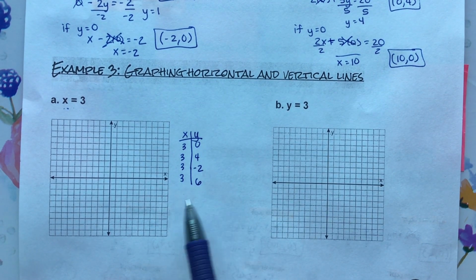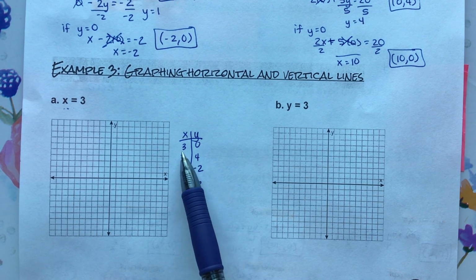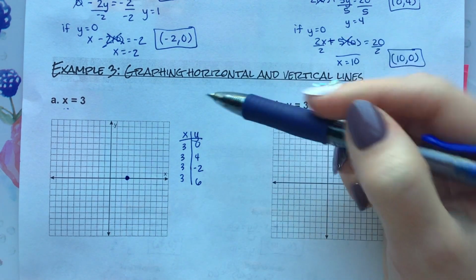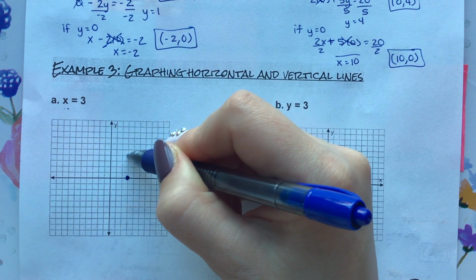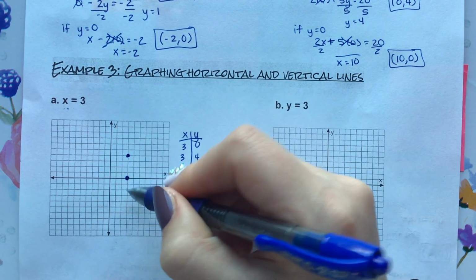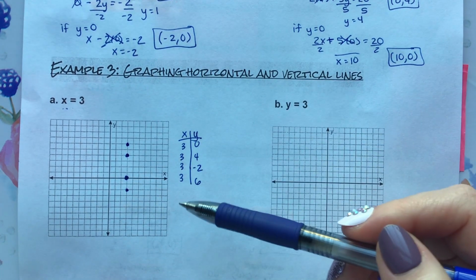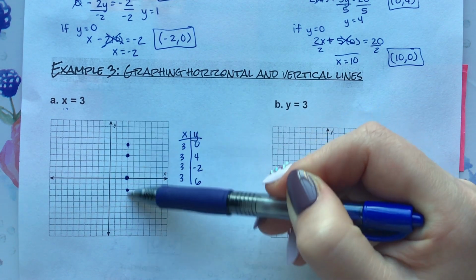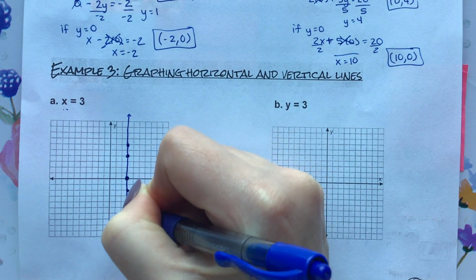So now if we plot these points, we can then see if we can find a pattern. So the point 3, 0 would be over 3, up and down none. Then I have 3, comma 4, so it's over 3, up 4. 1, 2, 3, 4. 3, negative 2, so over 3, down 2. 3, 6, over 3, up 6. No matter what I put here, it's always going to fall on this vertical line right here. So when x equals a number, it is going to be vertical.